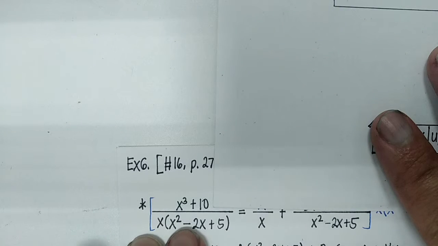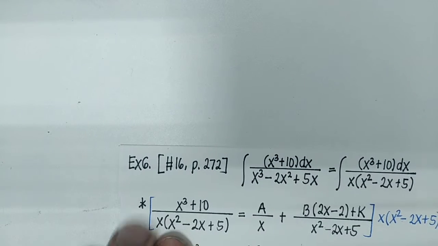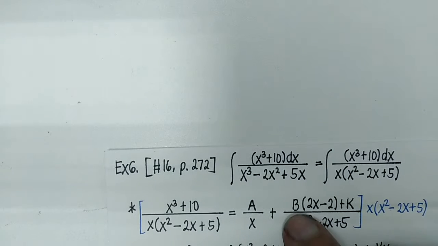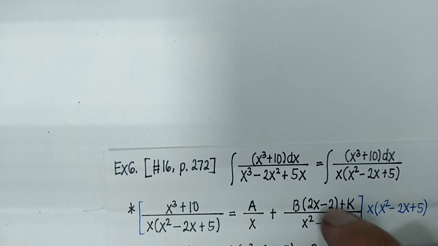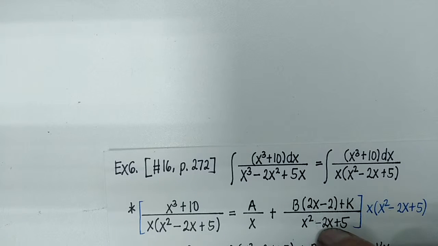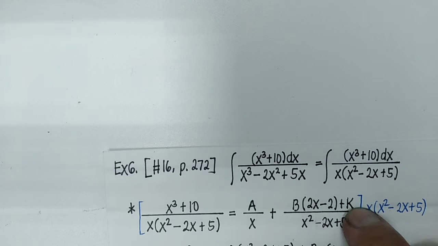And for our second factor, since it is quadratic, our numerator looks like the following. So you have your B times (2x minus 2). The 2x minus 2 here, if you notice, is actually the derivative of our denominator. x squared becomes 2x once derived, and negative 2x once derived gives you negative 2, plus a variable of K.